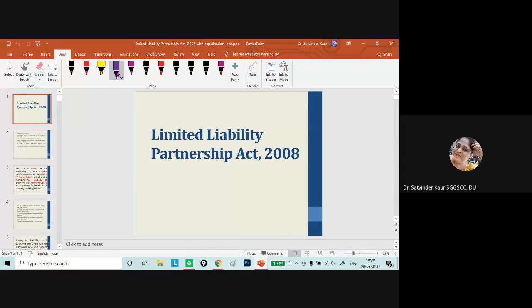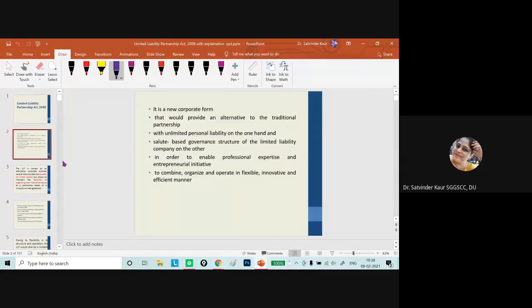Not many technicalities are there, but we just have to make ourselves familiar with why this particular form exists, how it can be beneficial, and what the legal requirements are which need to be fulfilled for the formation of LLP. So the particular act is known as the Limited Liability Partnership Act 2008.